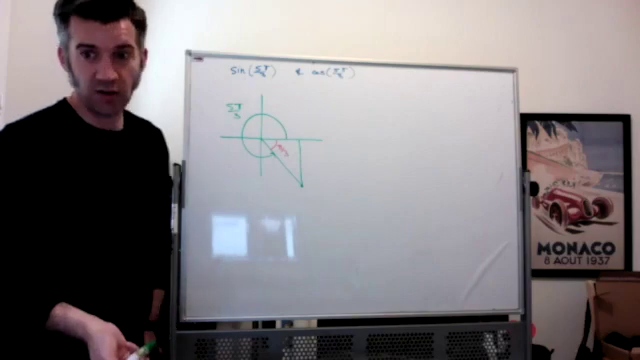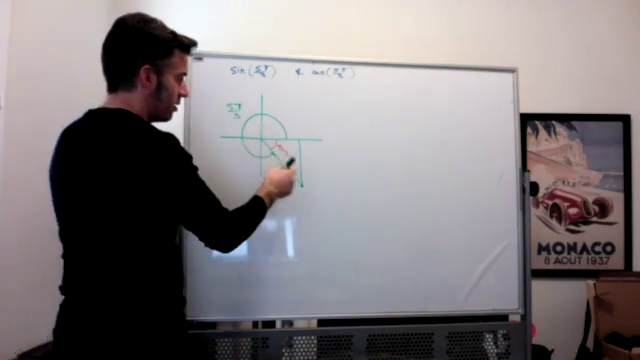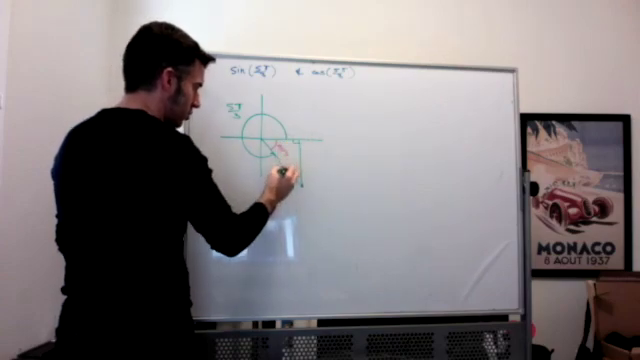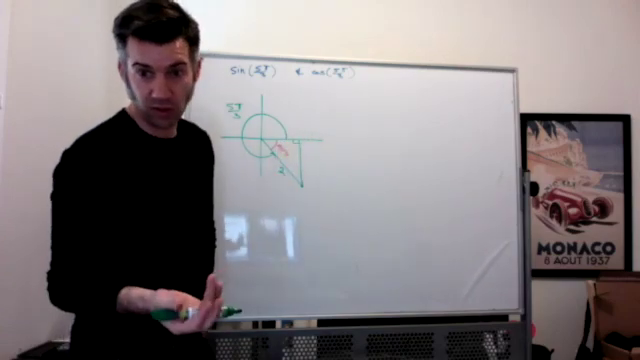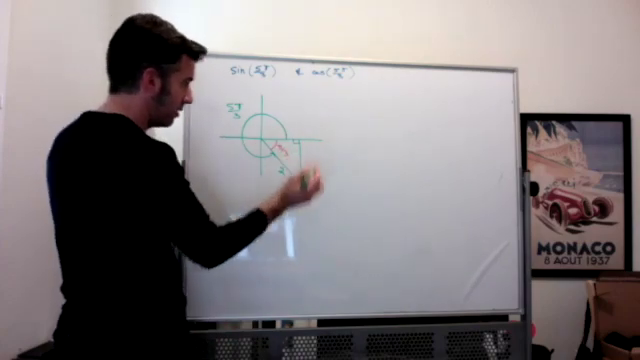Well, for this triangle, I know what the side lengths are. I know for my pi over 3 triangle, the hypotenuse is 2. It doesn't have to be the unit circle. You can use whatever length you want. I didn't say it was a unit circle. I'm just drawing a triangle.